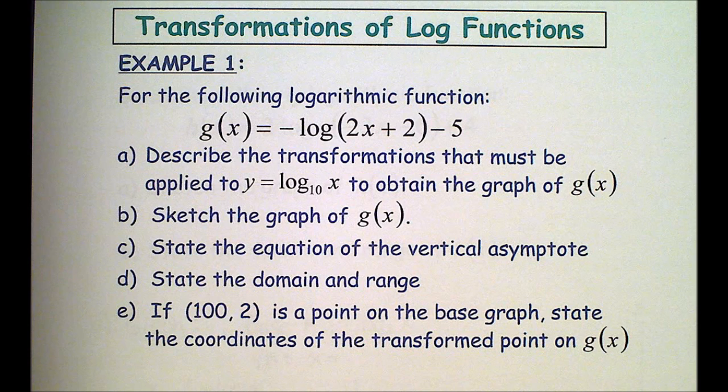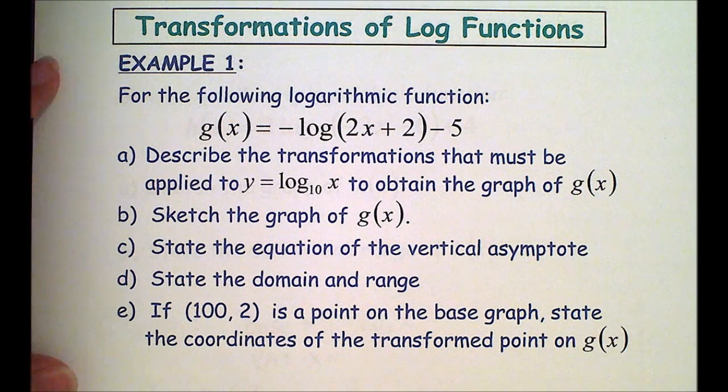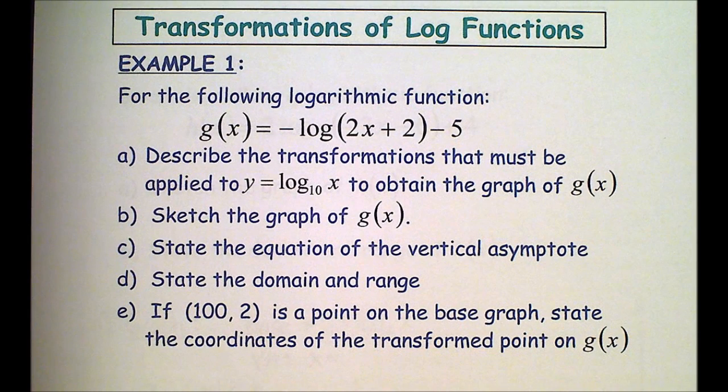Okay, so for the first example, we're going to go through several steps in order to answer this question. So for the following logarithmic function, g of x equals negative log of 2x plus 2 minus 5, the first thing we're going to do is describe the transformations that must be applied to the base function to obtain the graph of g of x. Then we're going to sketch the graph of g of x, state the equation of the vertical asymptote, state the domain and range, and then finally, if (10, 2) is a point on the base graph, state the coordinates of the transformed point on g of x.